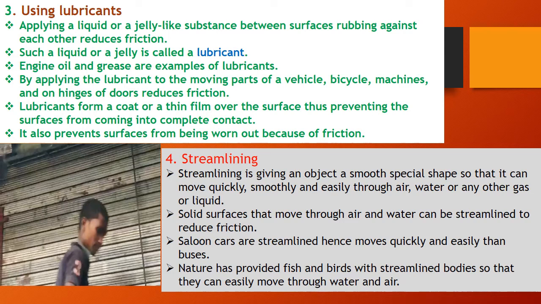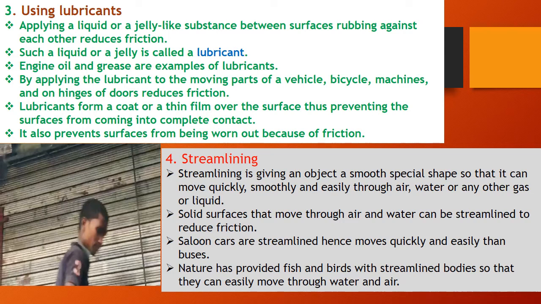4. Streamlining. Streamlining is giving an object a smooth shape so that it can move quickly, smoothly and easily through air, water or any other gas or liquid. Solid surfaces that move through air and water can be streamlined to reduce friction. Saloon cars are streamlined, hence they move more quickly and easily than buses.